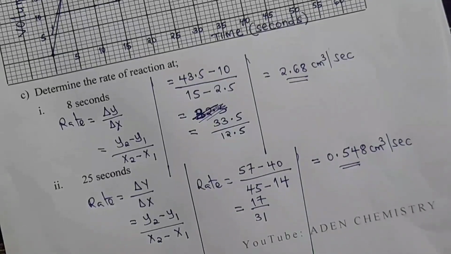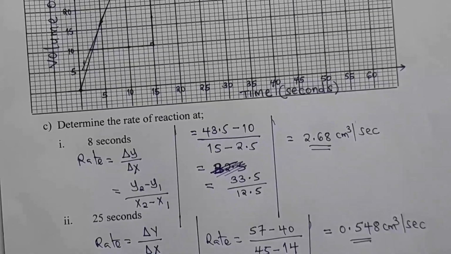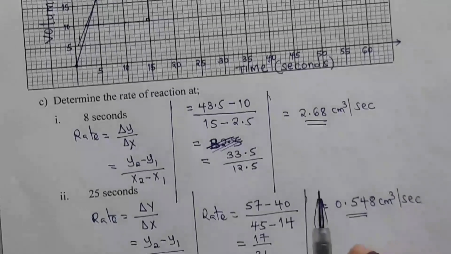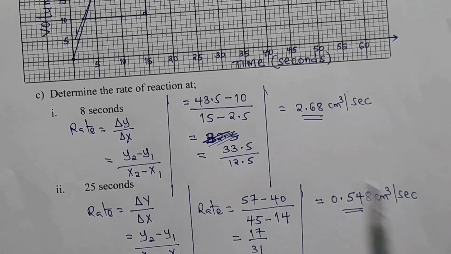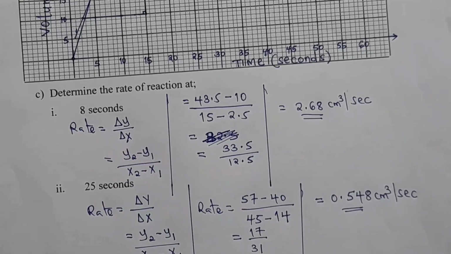So next, we are going to go to the next page. On the next page, we have part D of the question. We are told to explain the difference in the rates of the reaction in C above. As you can see, at 8 seconds we have 2.68 centimeter cube per second as our rate, and at 25 seconds, we have 0.548 centimeter cube per second. That means at 8 seconds, the reaction is faster when compared to at 25 seconds. We see that. How are we going to explain that difference?